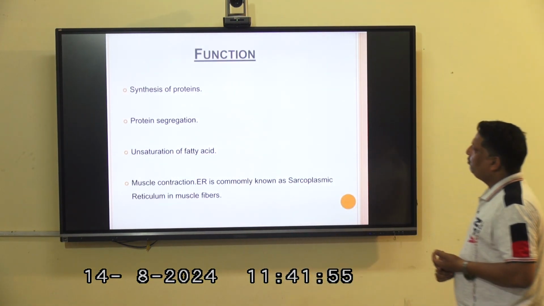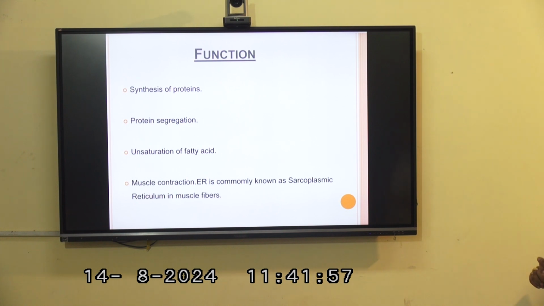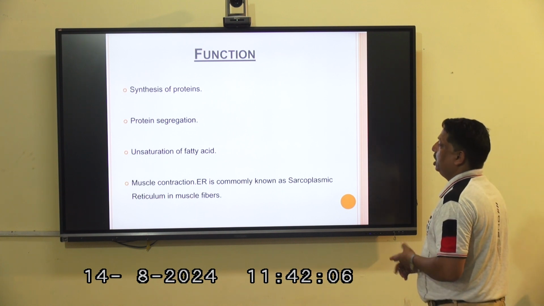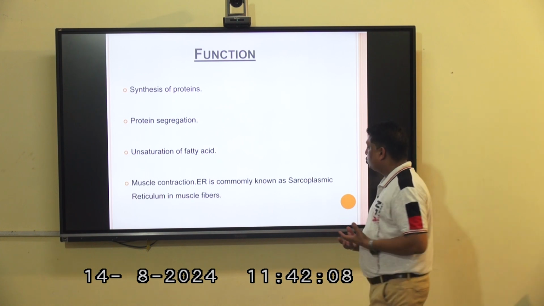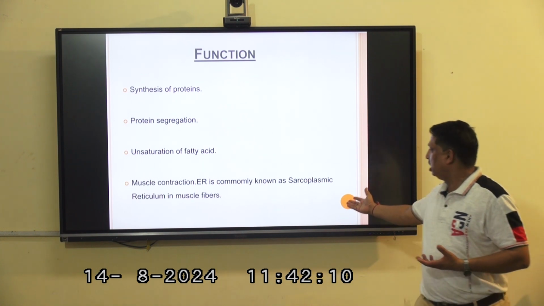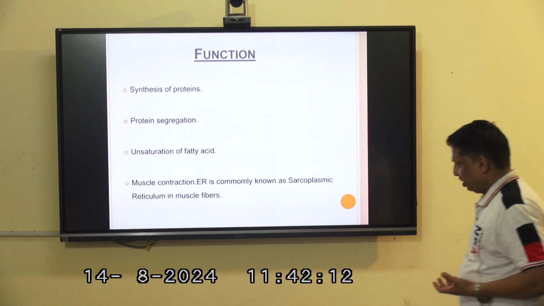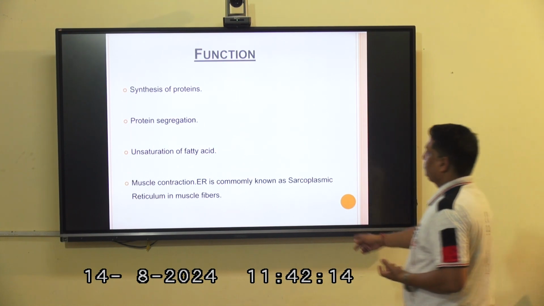And when we talk about the function, particularly the main function is the synthesis of proteins, aggregation, unsaturation of the fatty acids, muscle contraction. Here it is commonly known as, this is also called the sarcoplasmic reticulum in muscle fibers.